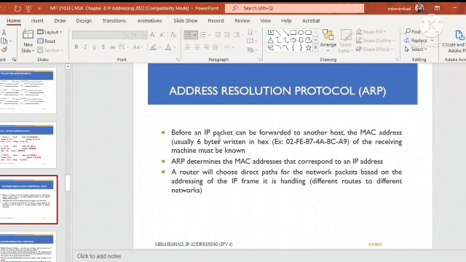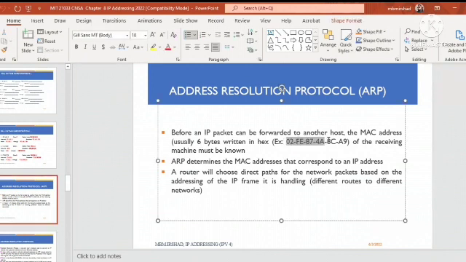See, before an IP packet can be forwarded to another host, the MAC address, usually 6 bytes written as a hexadecimal number, must be known. So the ARP command determines the MAC address that corresponds to the IP address. So the router will choose the right path for the network packets based on the IP frame.